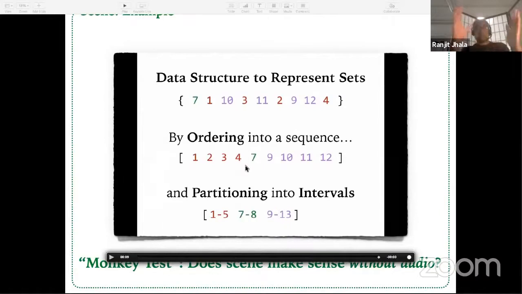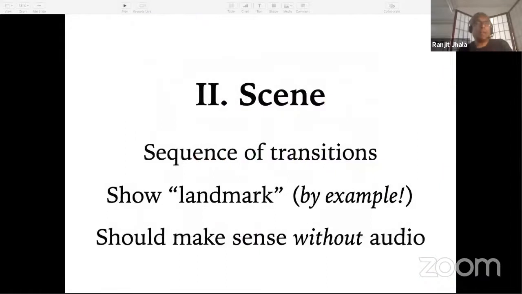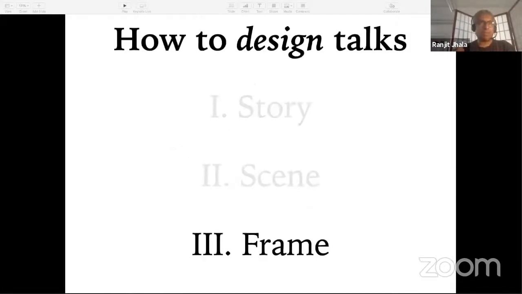So this final slide corresponds to what I showed you by hand as what I sketched out. And then the scene was this sequence of transitions leading up to this particular thing. Hopefully it made sense without audio. Of course, in this case, this particular example may not make sense because it was kind of detailed and there was a whole bunch of context, but I'm just giving you the general idea. Okay, great. So that's what a scene was.